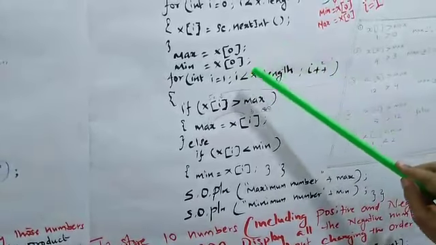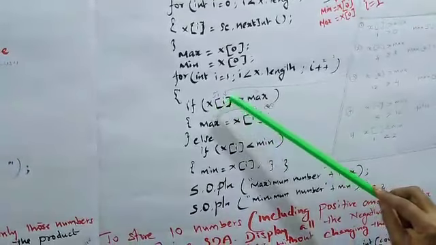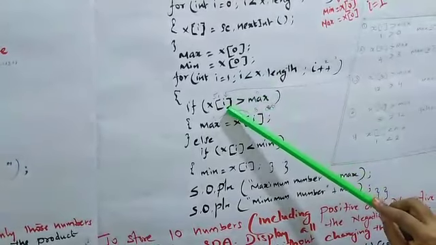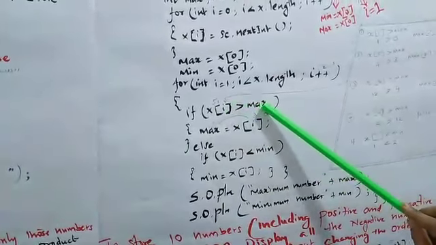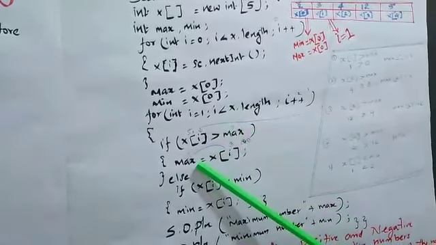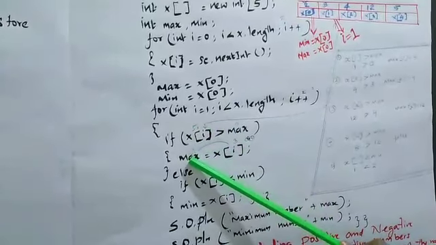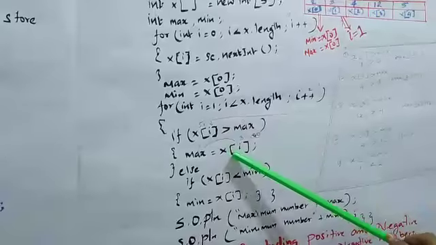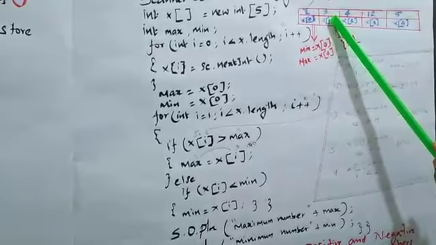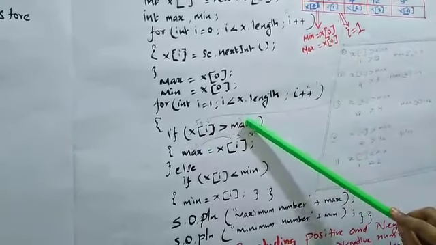Now we have to take one condition. What is the first condition? If x of I greater than max. X of I, what was that? 1. Is 1 greater than max, what was that? 0. Yes, it is greater than 0. So what you have to do? You have to put the x of I value in max. What is the x of I value? 3. Now max value is 3. So we get the maximum value as 3.